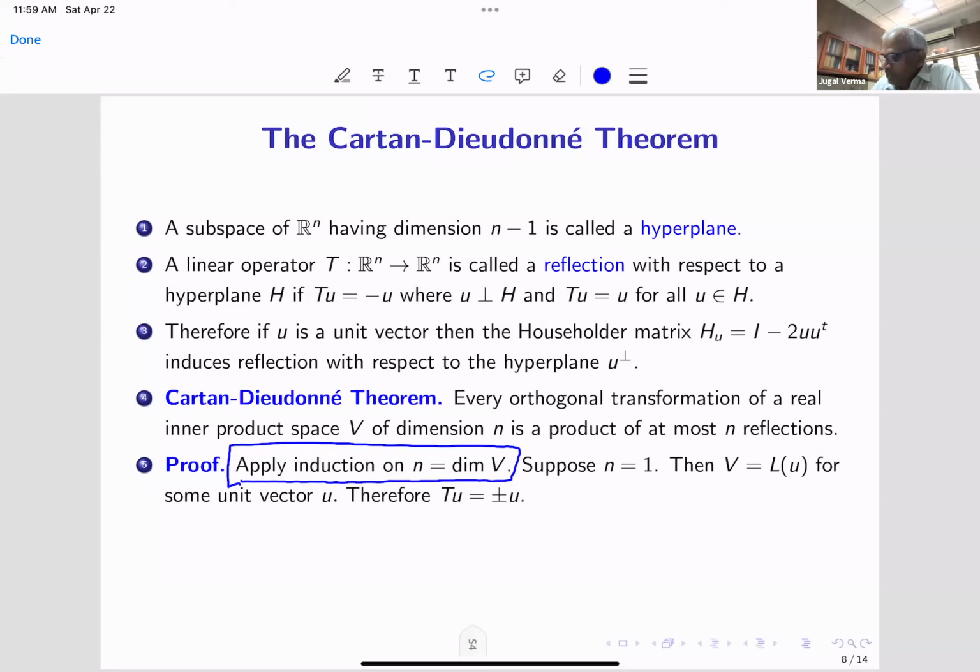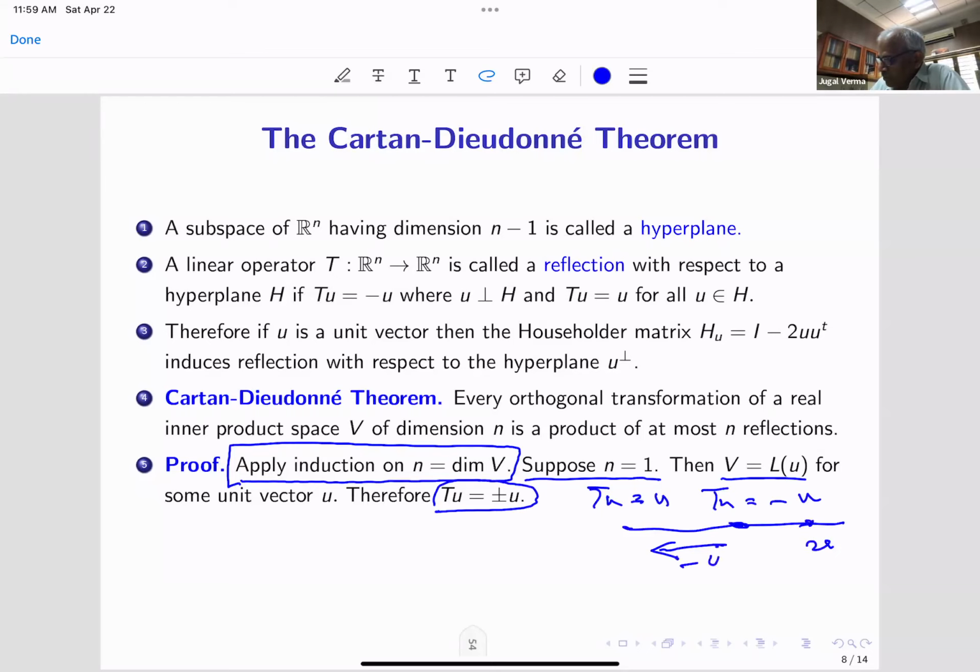So apply induction on the dimension. Suppose I have a vector space of dimension 1. That means V is the linear span of a single vector u. I can assume that this u is a unit vector by replacing it with u over the length of u. Then Tu, because T preserves the length of the vector, has no choice but to be mapped to either plus u or minus u. So if Tu is equal to u, then T is the identity. And if Tu equals minus u, it is a reflection. It's a one-dimensional space, so if this is my vector u, then T is going to map it to minus u.